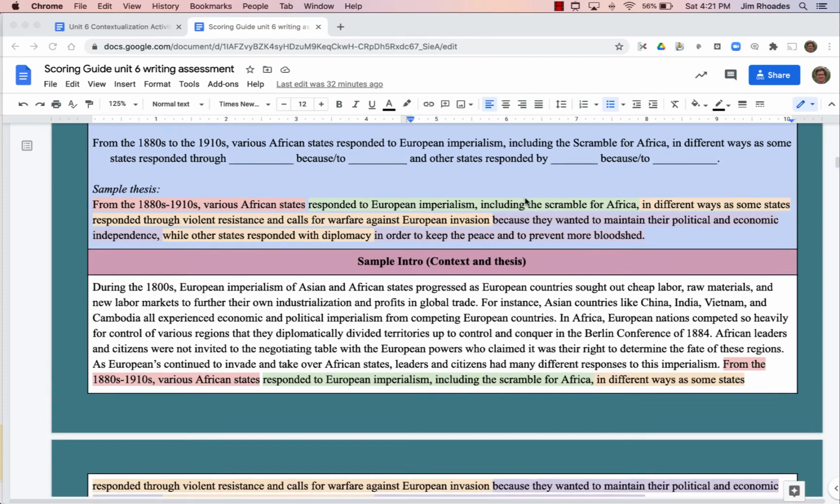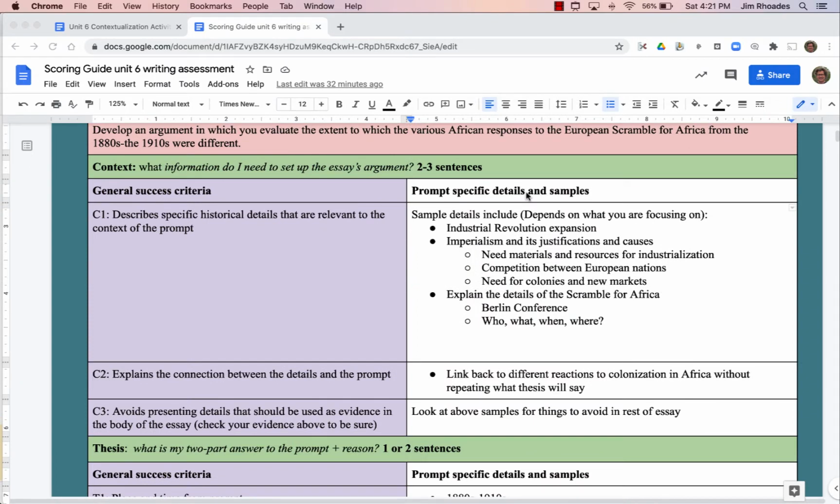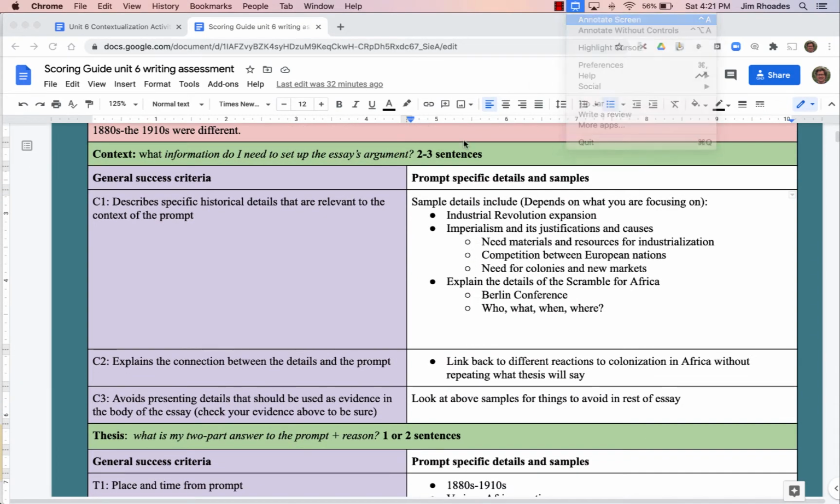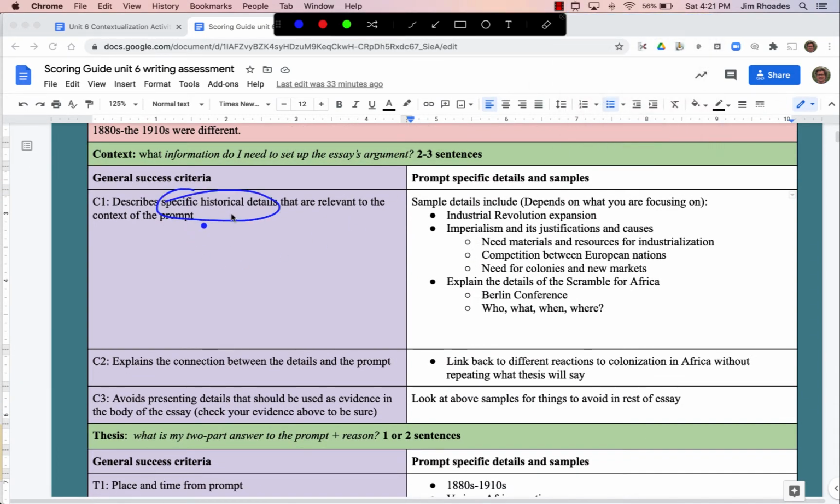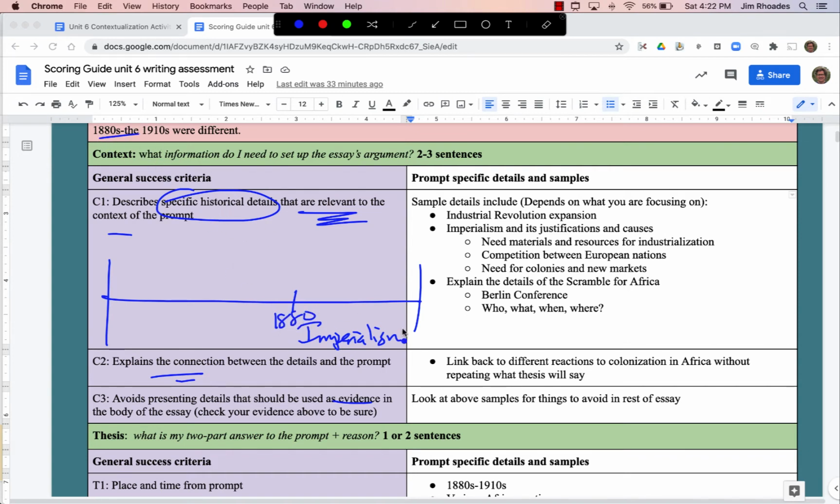We're going to back up now and look at context. Remember, in our context, we want to have specific historical details that are relevant to the context of the prompt. We want a brief explanation and not put the evidence from the document. So I'm going to ask myself, okay, what would be context? And if I think about all of world history, and if I think about imperialism, which is what this is about, we have dates in the prompt. It was about 1880s to 1910 or so.